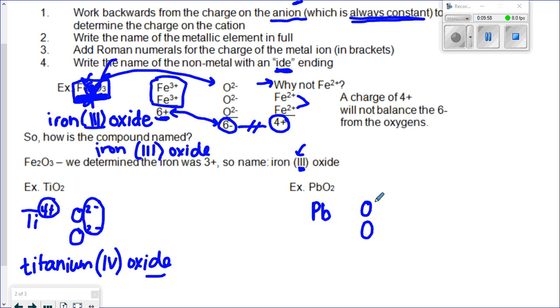Oh, lots of oxide here. I don't know why it's so repetitive.